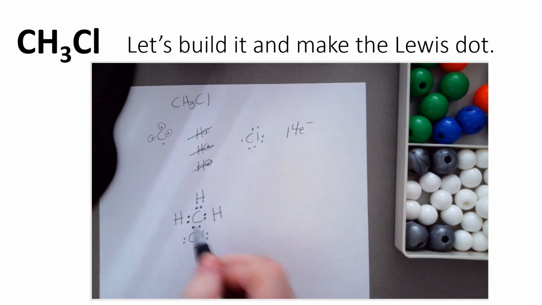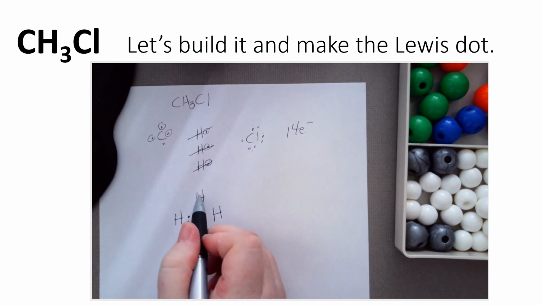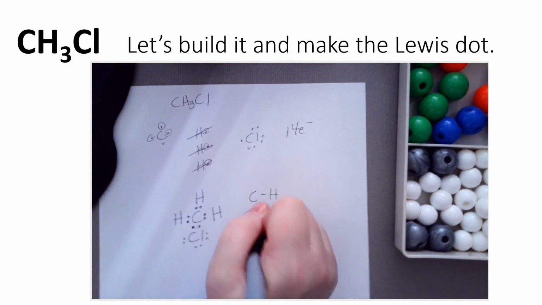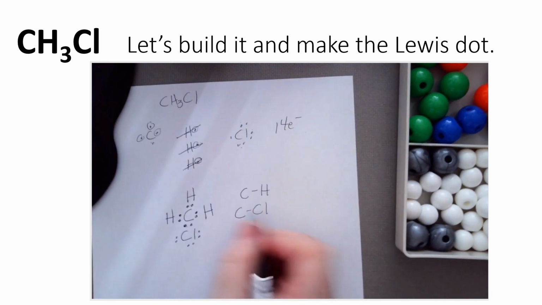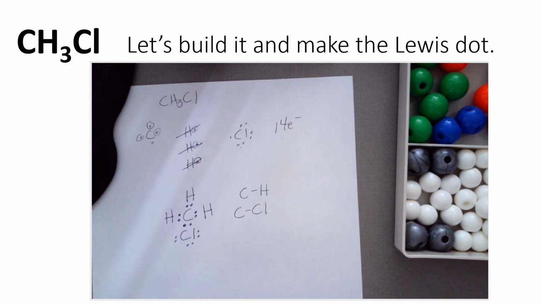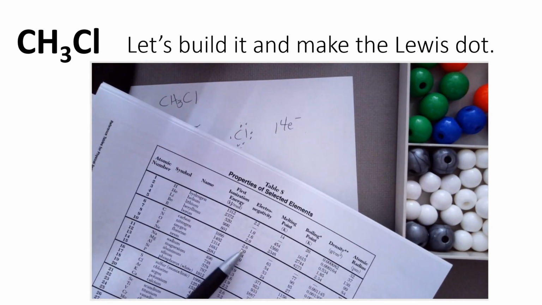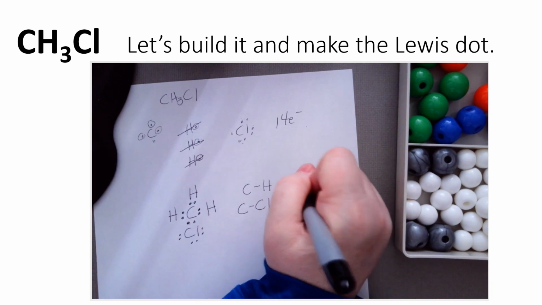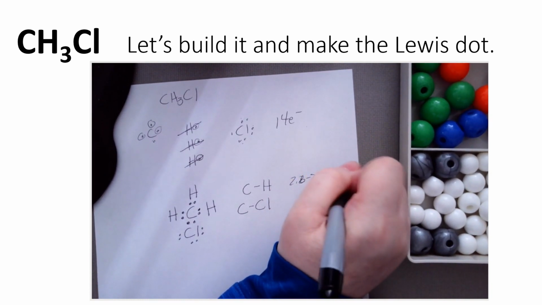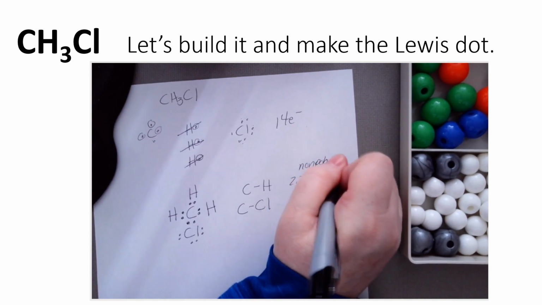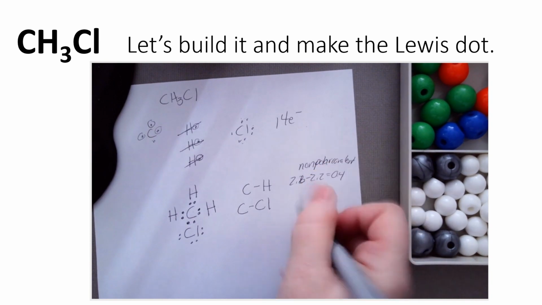Okay. Now I have two types of bonds. I have a CH bond and a CCl bond. Right. So let's check the carbon to hydrogen. Carbon is 2.6, hydrogen is 2.2. So 2.6 minus 2.2, 0.4. So that is really a non-polar covalent bond.